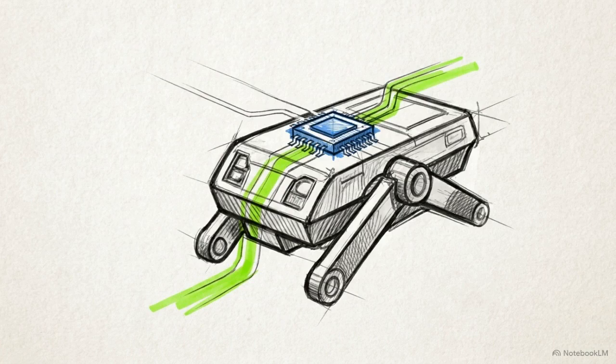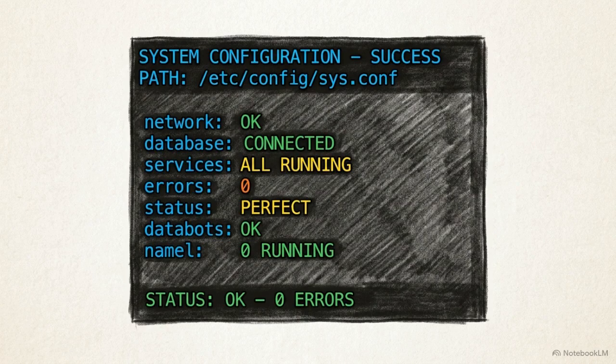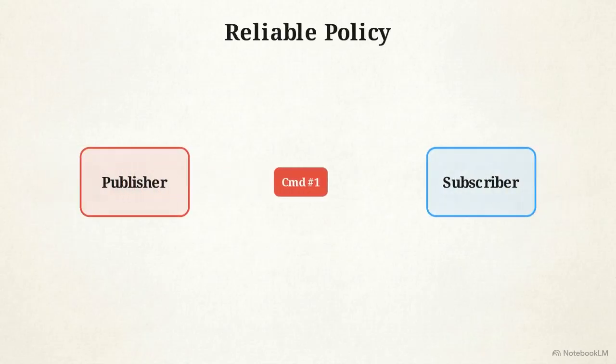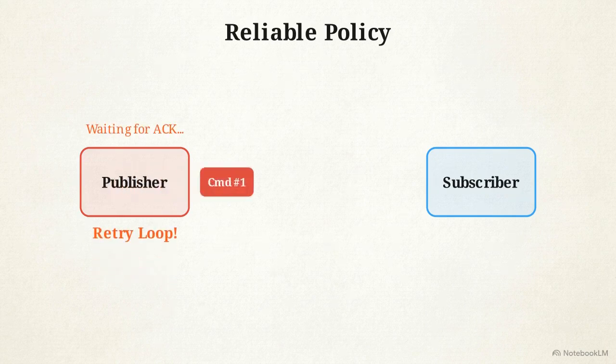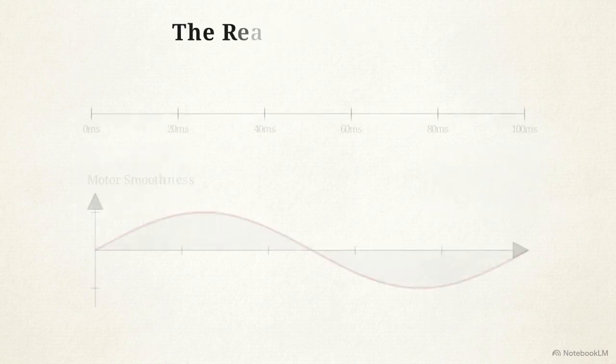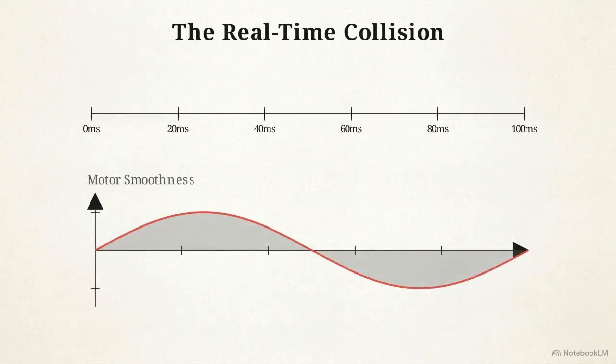Most robots have two very different types of data. You have one-off configuration messages that must arrive perfectly, and then you have high-frequency data streams, like an IMU or a motor command running at 50 Hz. By default, ROS2 treats everything as a critical message, using a reliable delivery policy. If the network drops a packet, the middleware will relentlessly try sending it until the subscriber confirms it arrived.